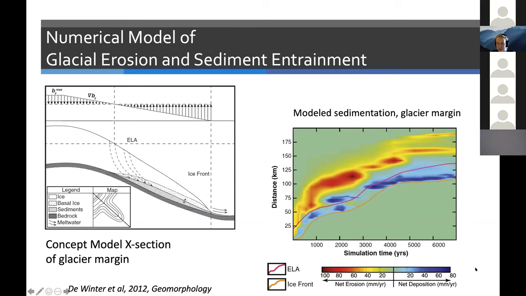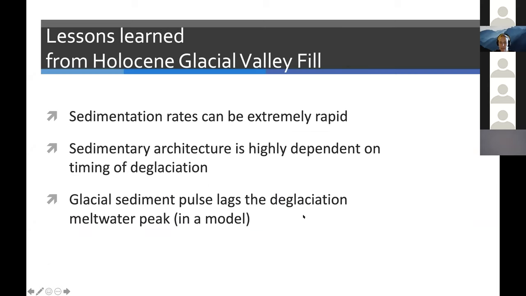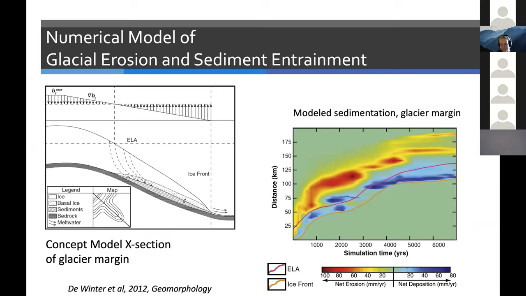The blues are faster sedimentation, so deposition. And the reds are the places where net erosion is taking place. Over time, you can see that there are times when deglaciation early on was at a fast rate, and the delta front or the glacial margin retreats fast. But at that time, there has not been as much erosion yet, and thus there's less sediment in stock in the glacier basal layers to get transported out to the system.